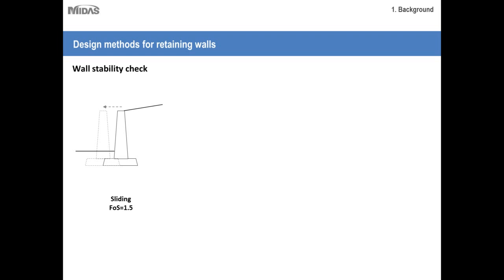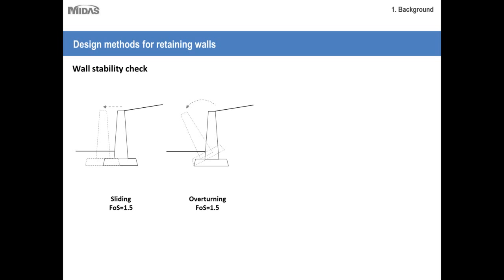First of all, we have the sliding stability check, where the formula is pretty simple and straightforward. Driving horizontal forces divided by the resisting horizontal forces will give you the factor of safety. And if the factor of safety is 1.5 or higher, then it is considered to be safe.